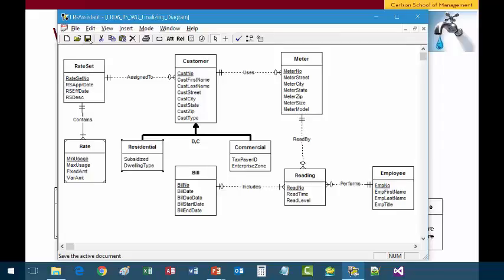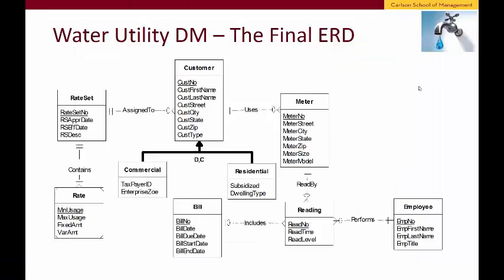Okay, this might be a good point to pause. So switch back to the presentation and pause. So there you have it again, our final ERD for the water utility database. We decided to keep the rate entity down in the bottom left corner as weak and contained as identifying a relationship between rate set and rate entities. The final ERD includes several refinements, from adding the employee entity in the bottom right corner to generalizing customer into commercial and residential.